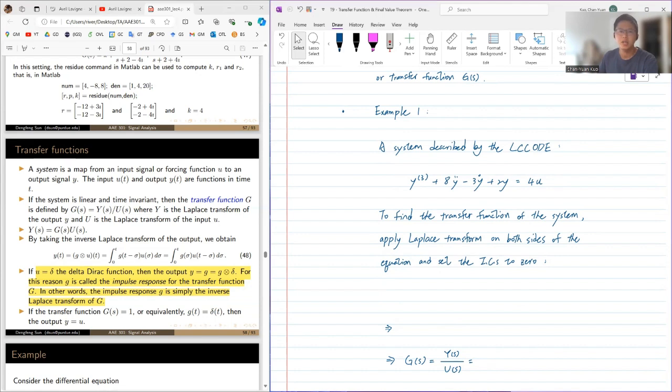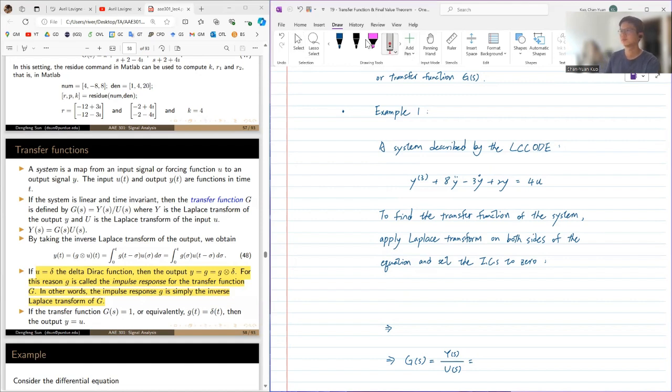Now, let's take a look at some examples of how to obtain the transfer function of an LTI system described by an LCC ODE. In the first example, the system is given by y triple dot plus 8 times y double dot minus 3 times y dot plus 2 times y equals 4 times u. Now, to find the transfer function of the system, we apply Laplace transform to both sides of the equation and set the initial conditions to 0.